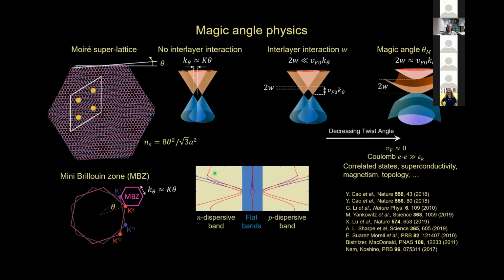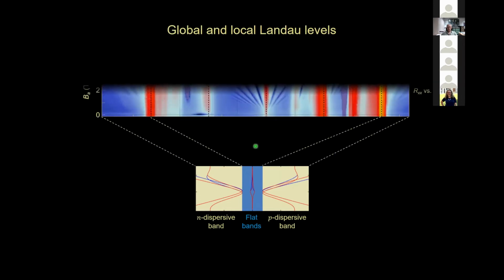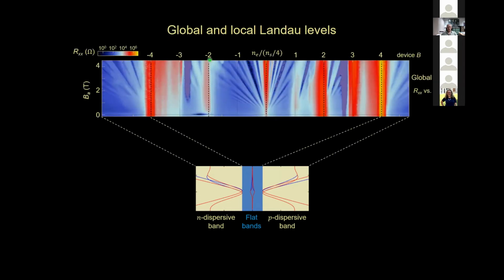So now let me flip this band structure and start from the conventional transport measurements. So these are the global R_xx measurements in one of the samples. And this is the filling factor in units of 4 electrons per moiré unit cell. So the full flat band would be here, and the fully emptied flat band would be here.